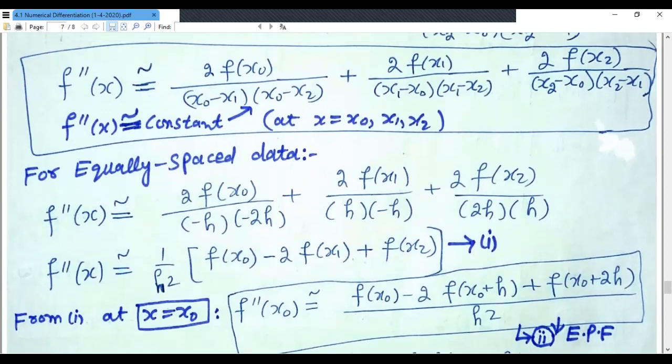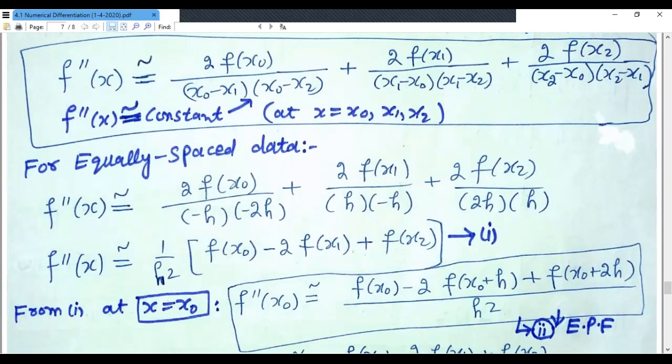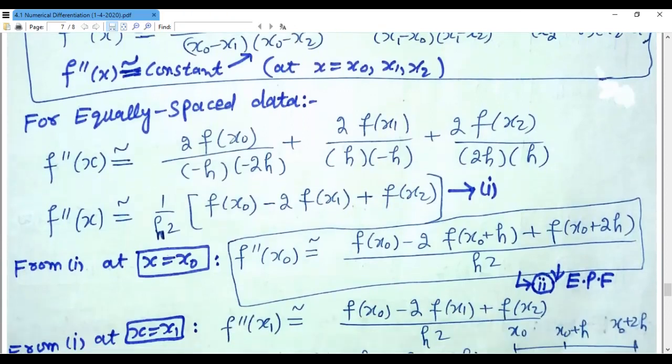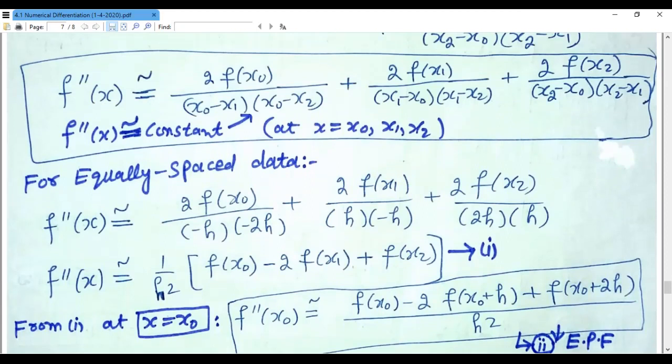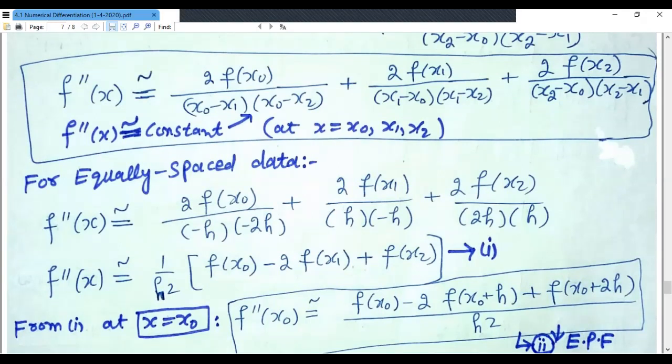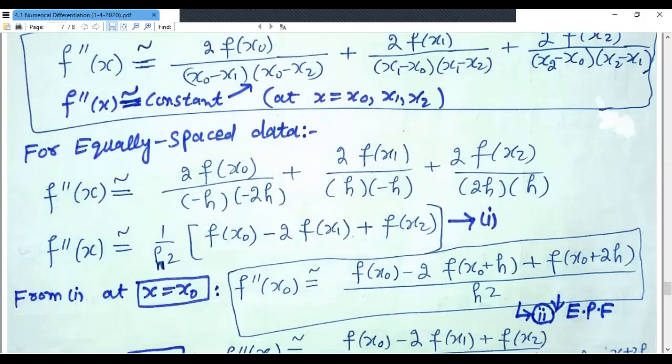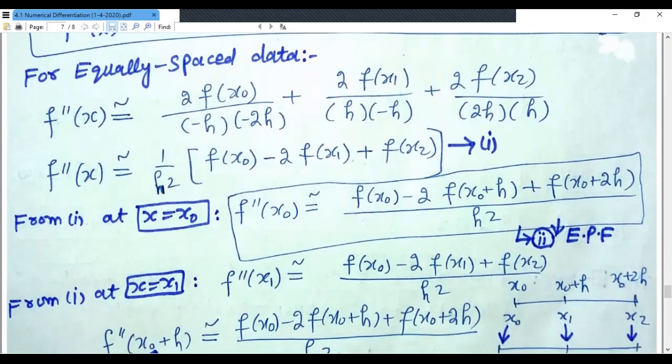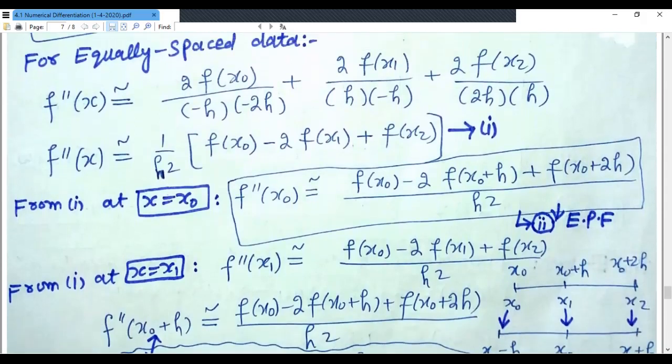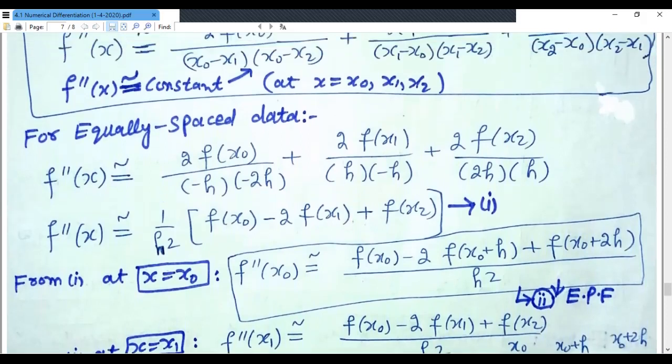But again, this is not a simplified formula. We can only simplify if we use equally spaced data. The above formula can be used for equally as well as unequally spaced data. But for equally spaced data, we can simplify the above formula. If we use the information from equally spaced data, we will have x naught minus x1 as minus h, x naught minus x2 as minus 2h here. Similarly, h, minus h here, 2h, h here.